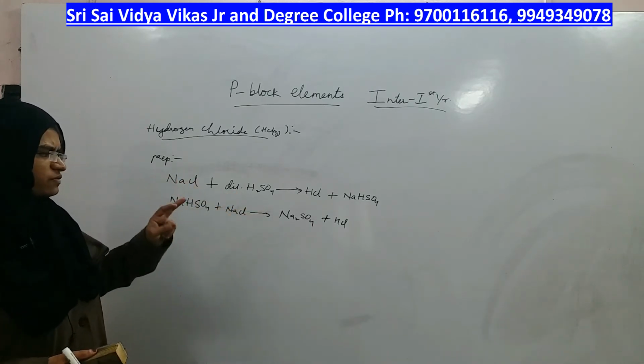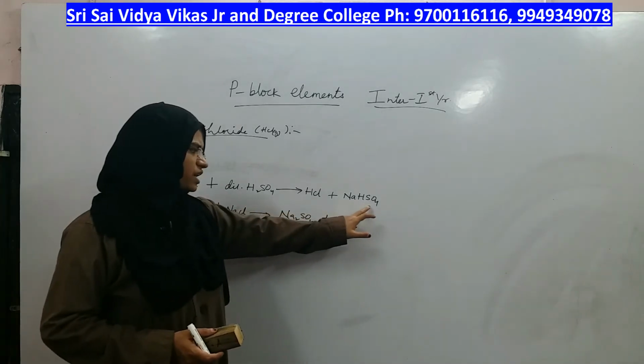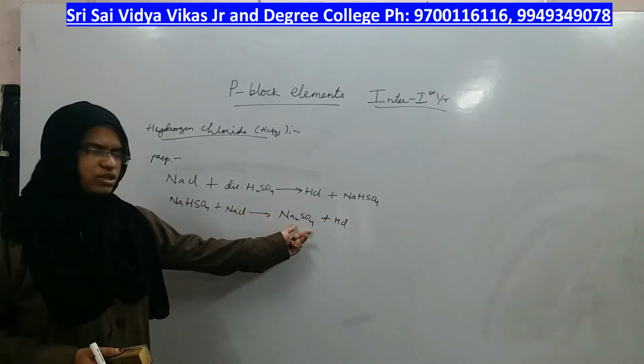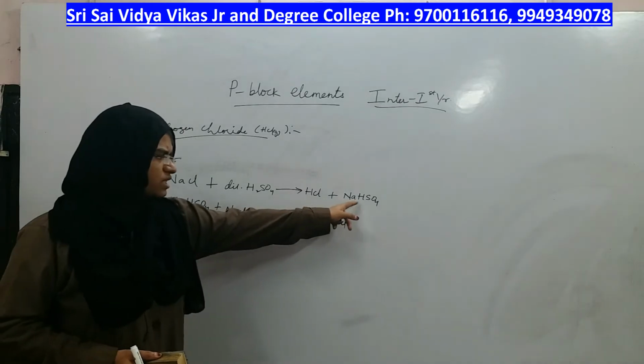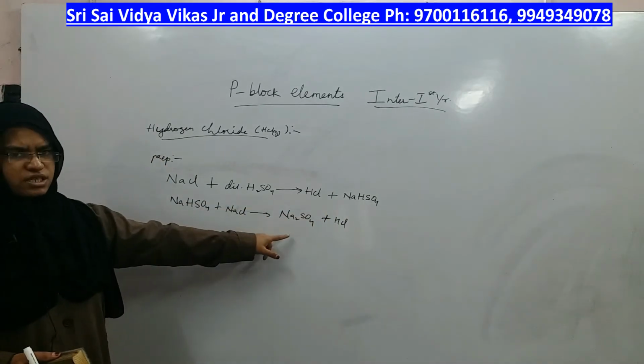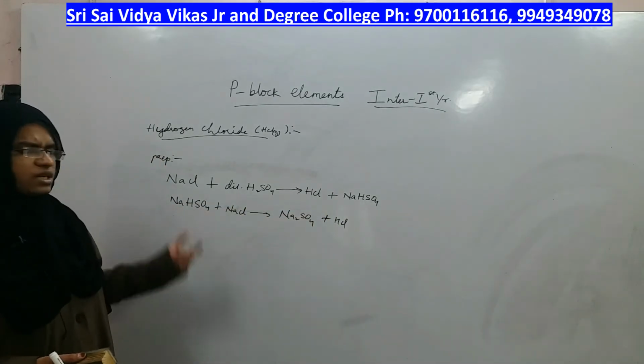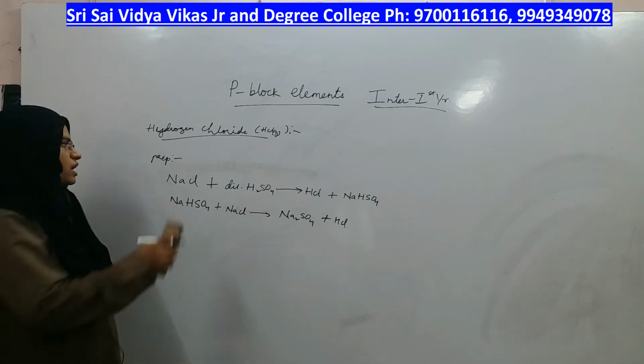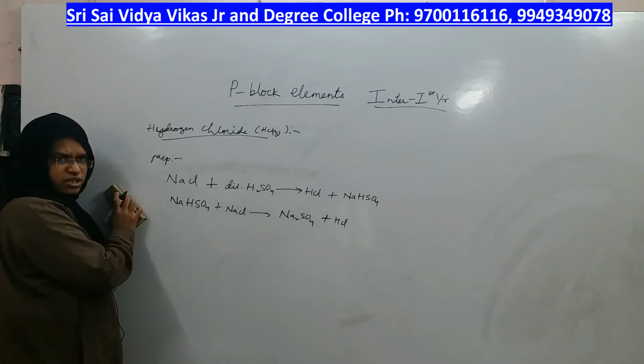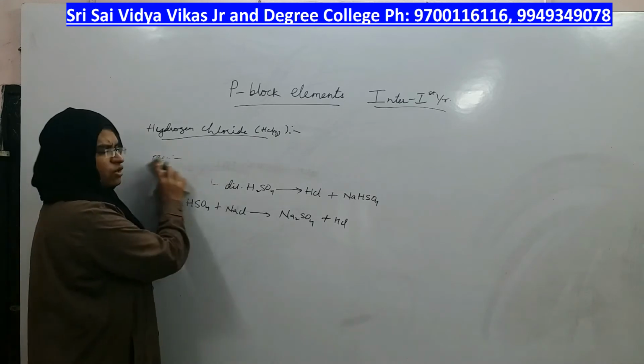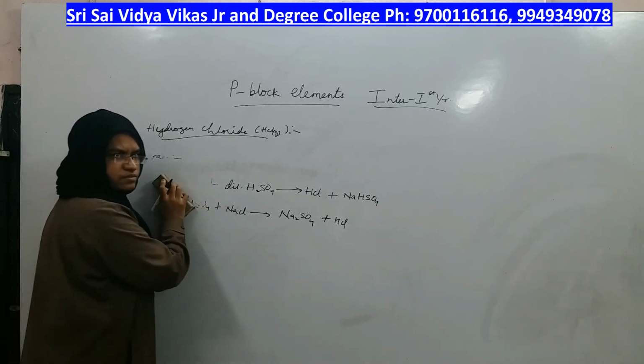You get two types of salt. One salt is sodium bisulfate and this is sodium sulfate. Sodium bisulfate means NaHSO4, just sulfate means Na2SO4. These are the preparation reactions of hydrogen chloride. It's not that important, its properties are important, right? Now we will look at its properties first.